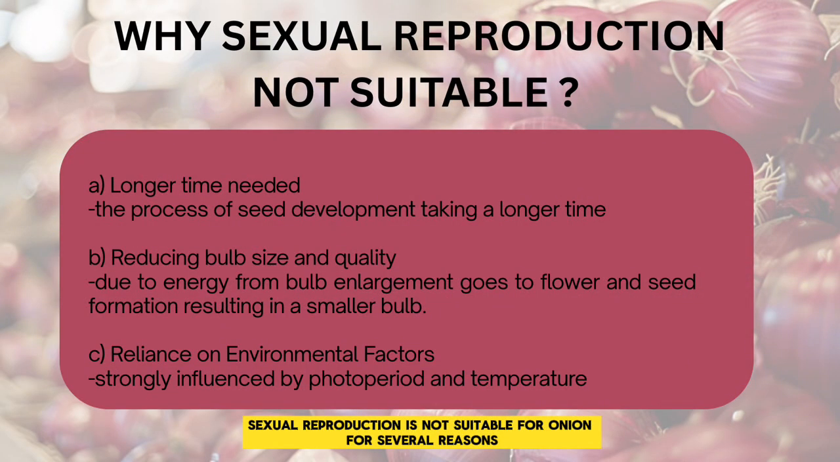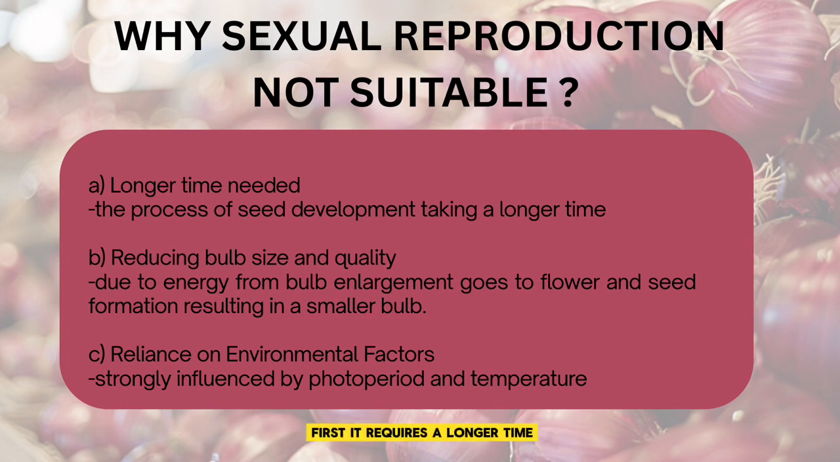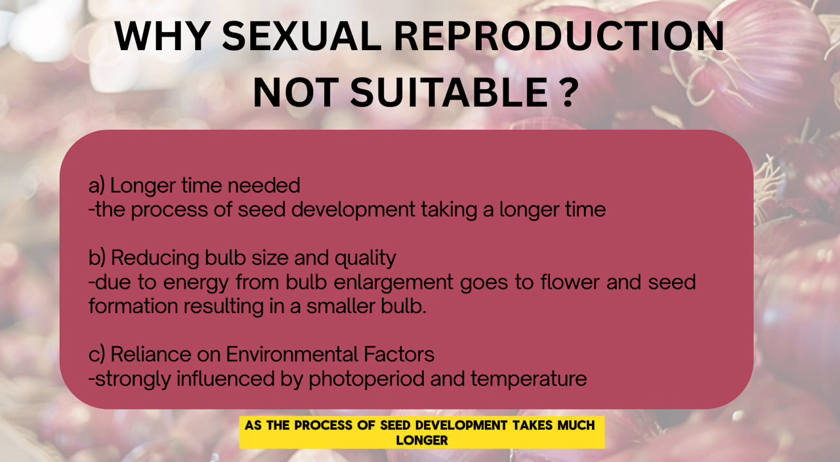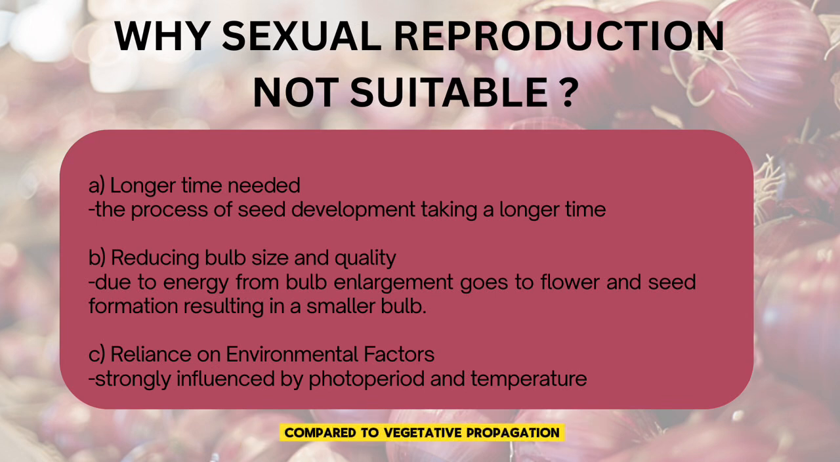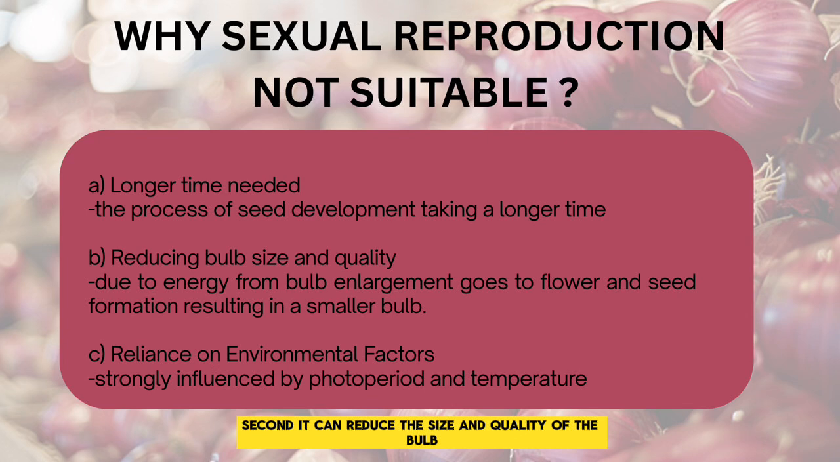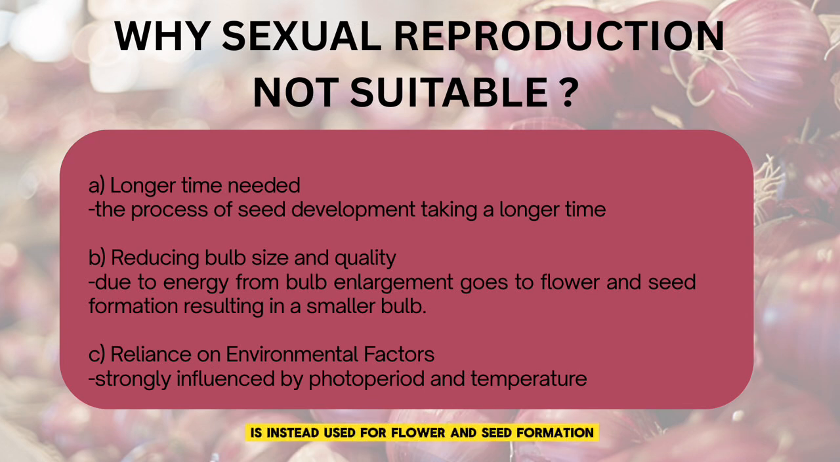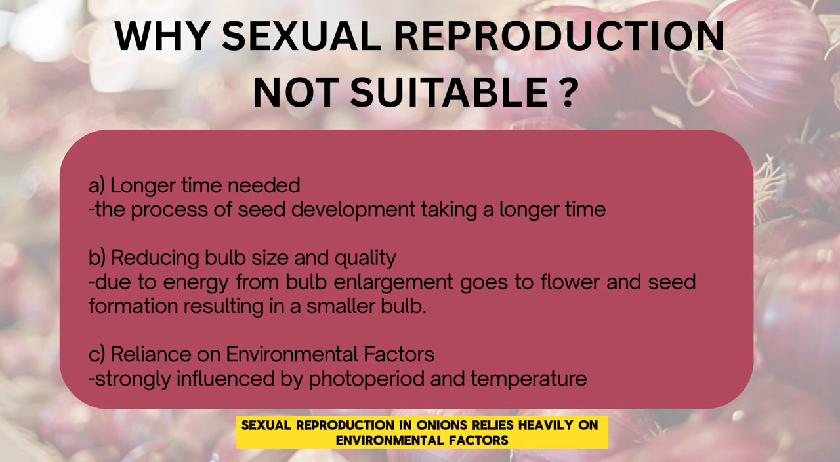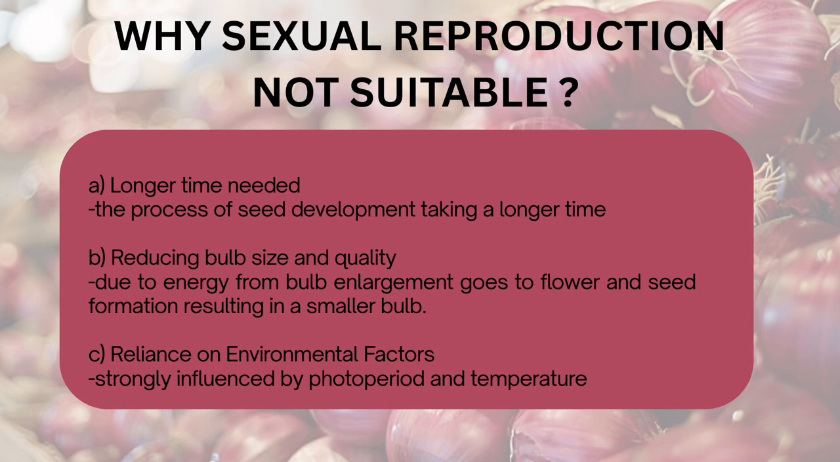Sexual reproduction is not suitable for onion for several reasons. First, it requires a longer time, as the process of seed development takes much longer compared to vegetative propagation. Second, it can reduce the size and quality of the bulb because energy that would normally go into bulb enlargement is instead used for flower and seed formation. Finally, sexual reproduction in onions relies heavily on environmental factors, such as photoperiod and temperature, making it less reliable for consistent crop production.